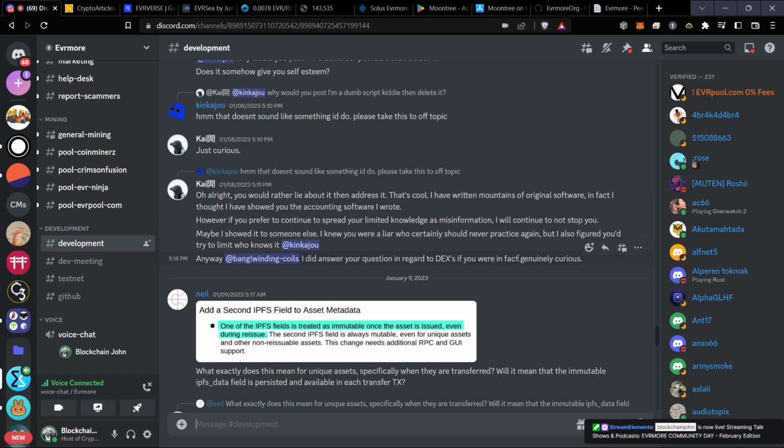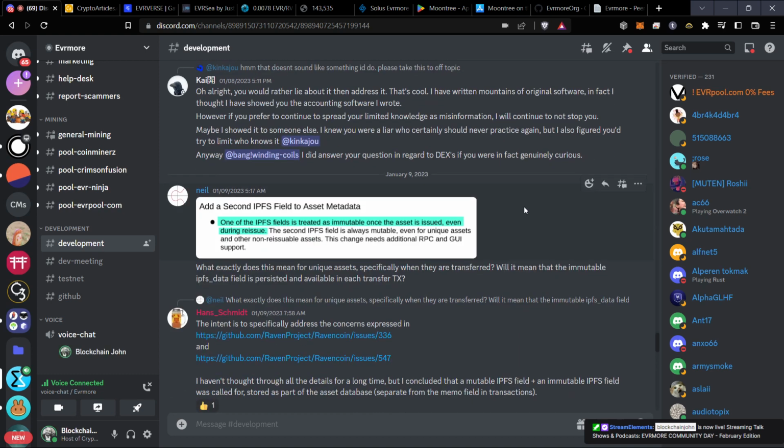All right, moving over to January 9th. That sounded like a headache. Neil posts a screenshot of "adds second IPFS field to asset metadata," and highlighted says one of the IPFS fields is treated as immutable once the asset is issued, even during reissue. The second IPFS field is always mutable, even for unique assets and other non-reissuable assets. This change needs additional RPC and GUI support.